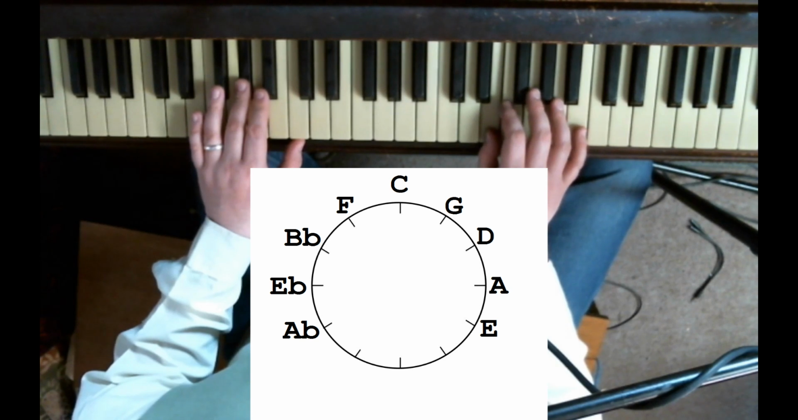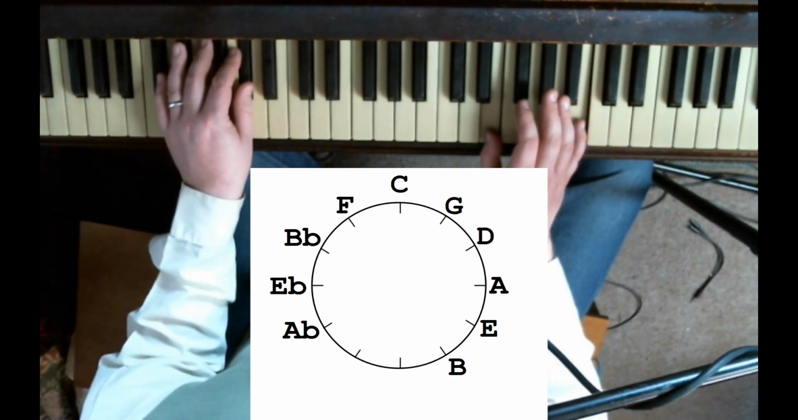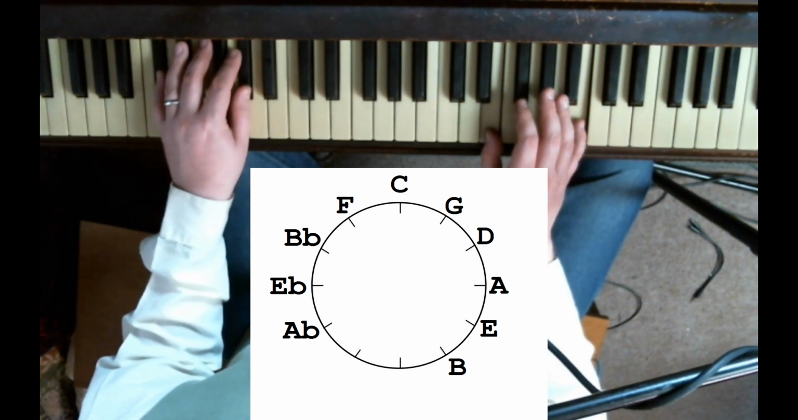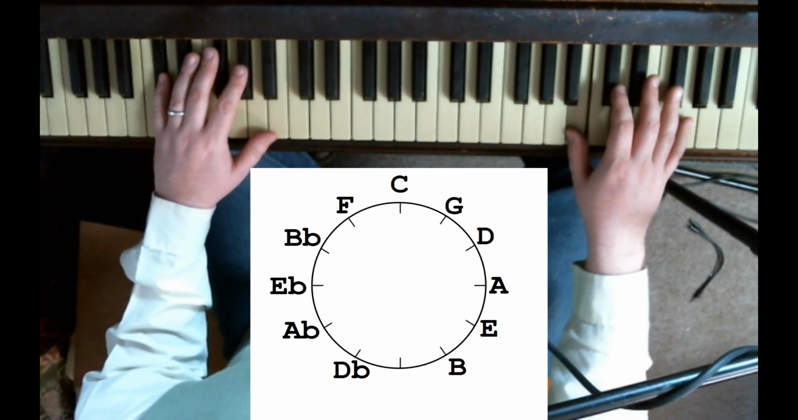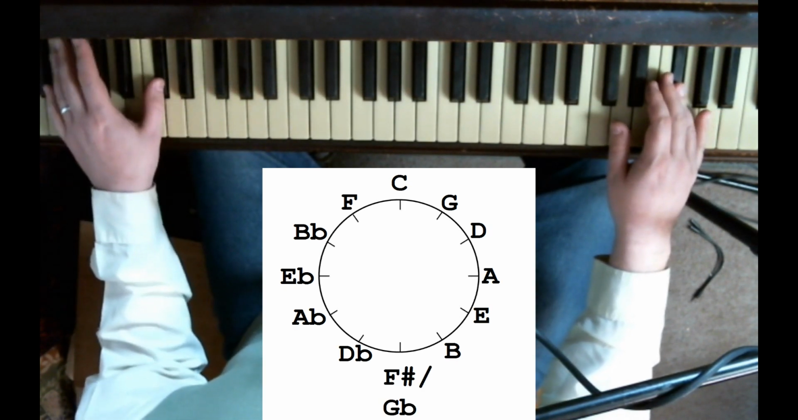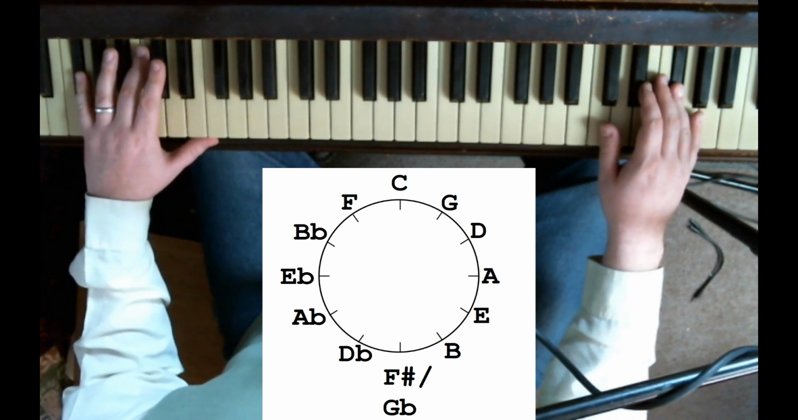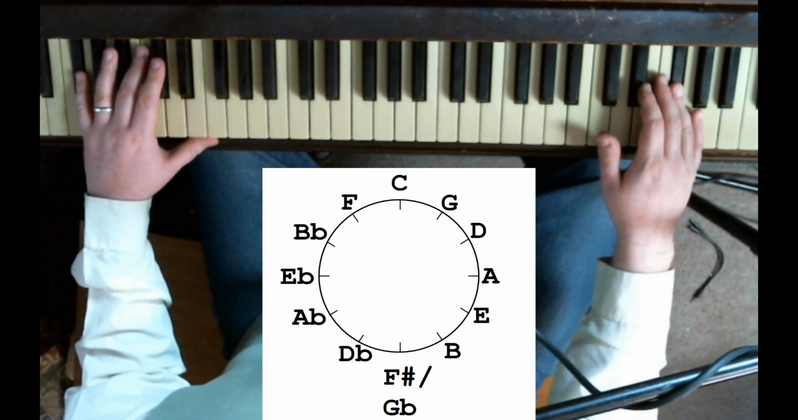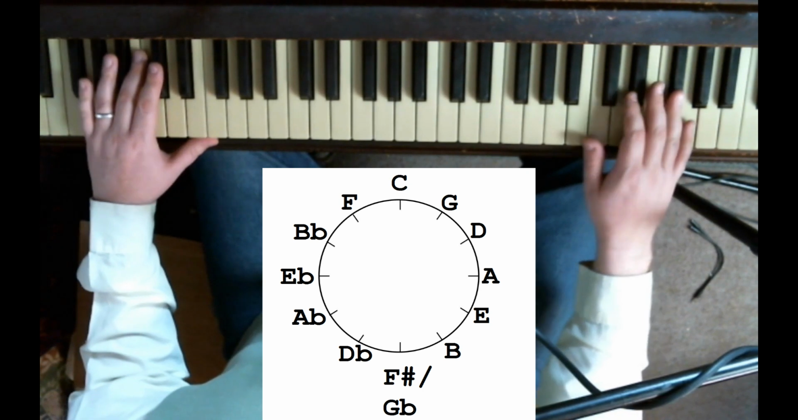And then up a fifth from E is B. Down a fifth from A flat is D flat. And then up a fifth from B is F sharp. And down a fifth from D flat is G flat, which is the same note as F sharp. So at that point, they cross over, right? And you complete the circle.